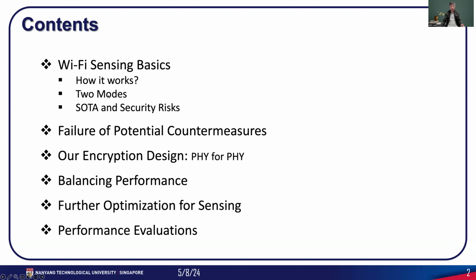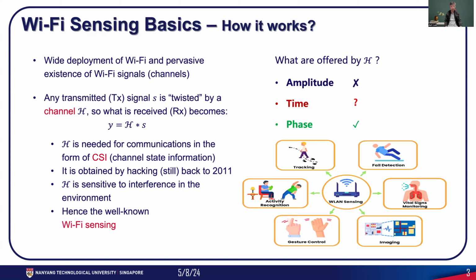I'll first go through the basics on Wi-Fi sensing. Then I'll explain why the existing countermeasures may fail, which is followed by our encryption design, including how to balance the performance between sensing and the communication between different sensing users. We also add some further optimization onto the sensing side. And finally, we will evaluate the performance.